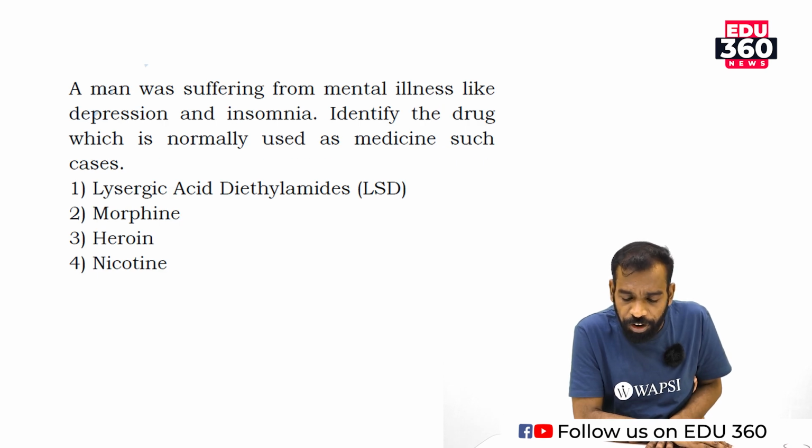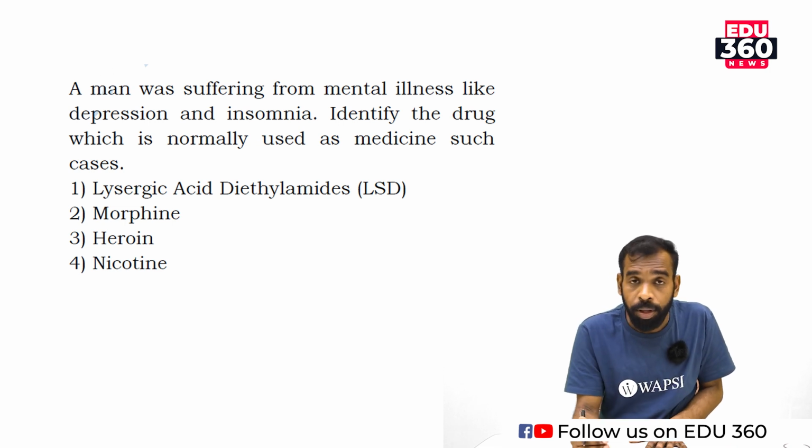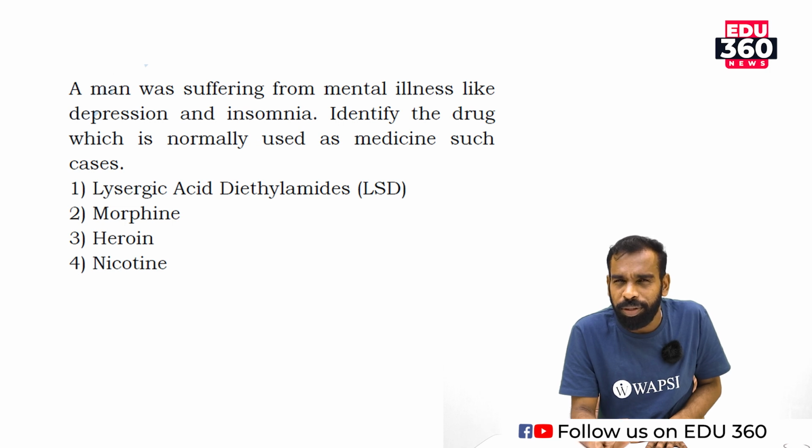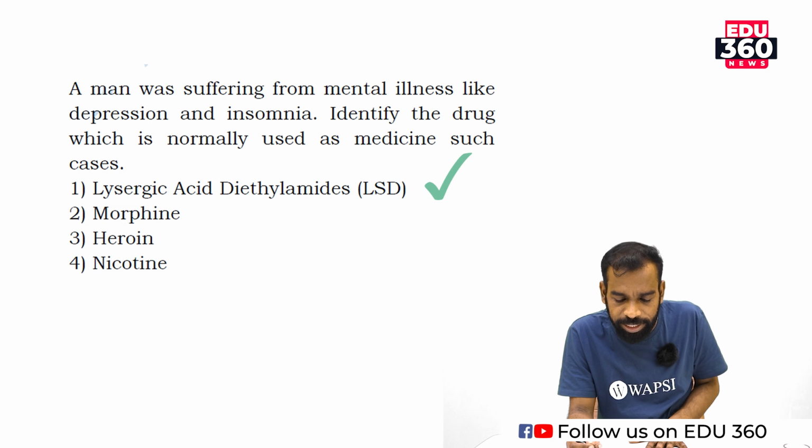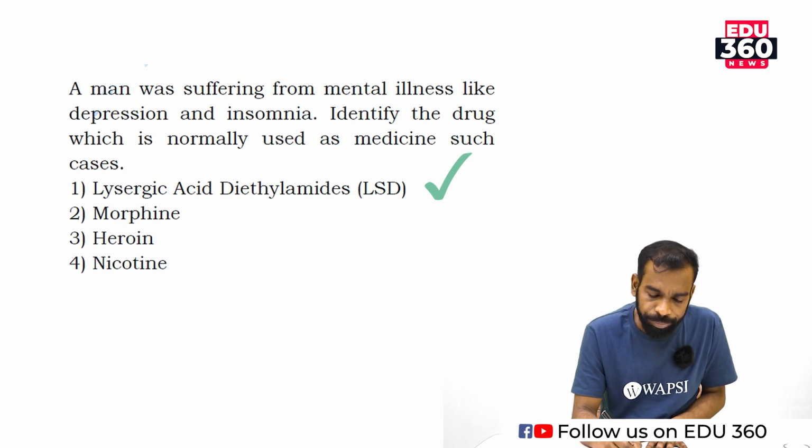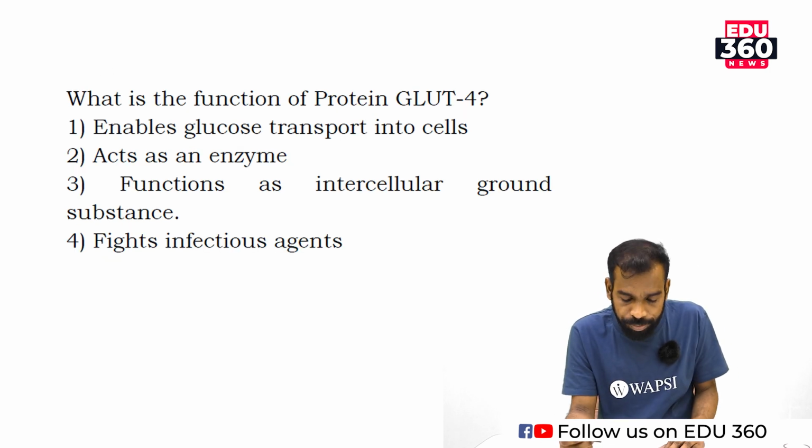A man was suffering from mental illness like depression and insomnia, that is abnormal sleeping, can't sleep, and there is a disorder in the sleeping cycle. Identify the drug which is normally used as a medicine, that is LSD, lysergic acid diethylamide. Move to the next question.